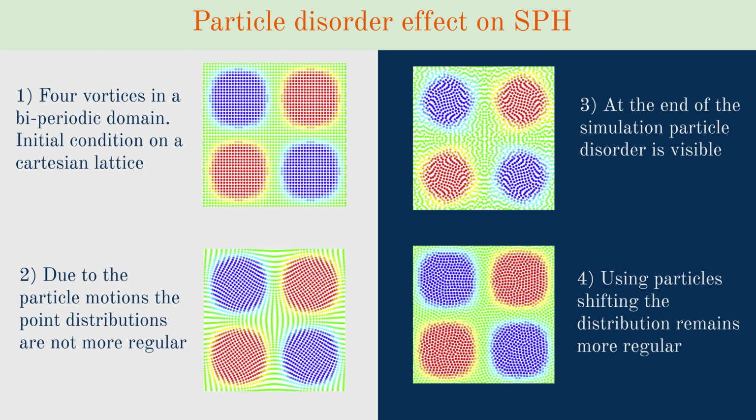The first limitation we address is related to the growth of particle disorder during the simulation. This slide shows a typical benchmark problem used to highlight this issue, namely the Taylor-Green vortex. We consider 4 vortices in a biperiodic domain. As you can see, due to the particle motion, the point distribution progressively becomes irregular. A possible solution to this problem is the use of particle shifting. This consists in a correction applied to particle advection, which helps maintain a more regular spatial distribution of the particles.